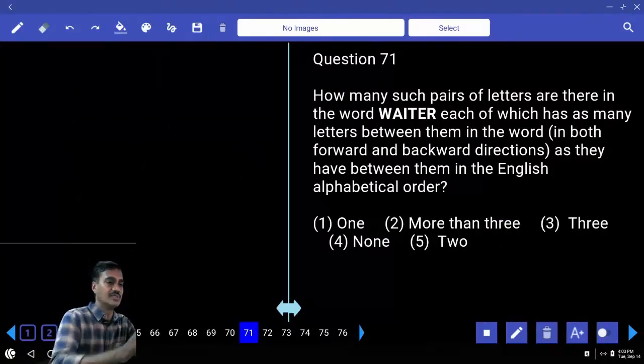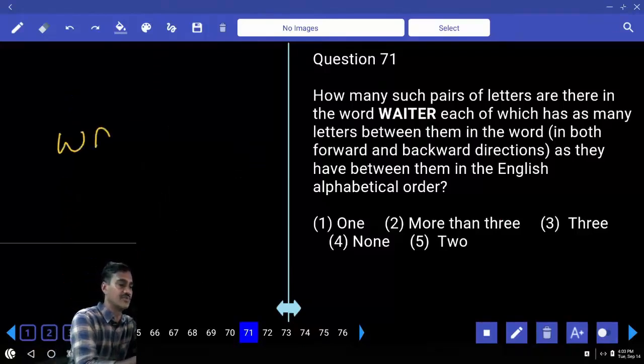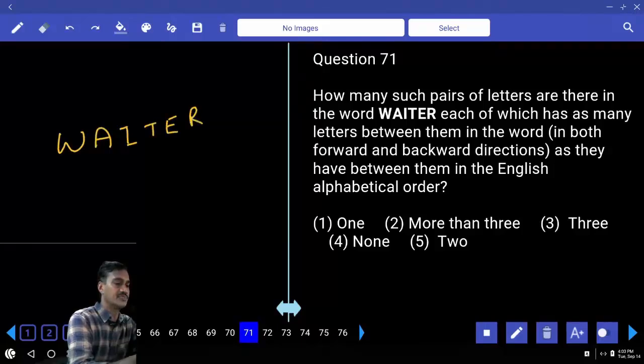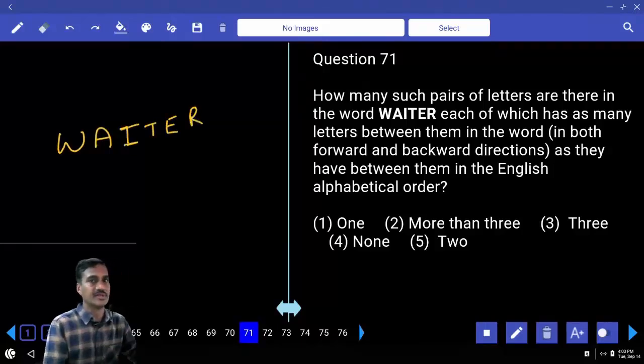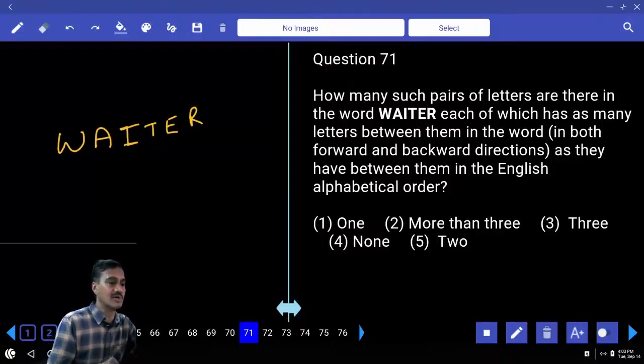71. How many such pairs of letters are there in the word waiter? W-A-I-T-E-R. How many such pairs of letters are there in the word waiter, which has as many letters between them in the word both forward as well as in the backward. Now let us start with W. W, there is no letter more than this W towards right hand side. Is there any letter bigger than W? Hence no need to count.